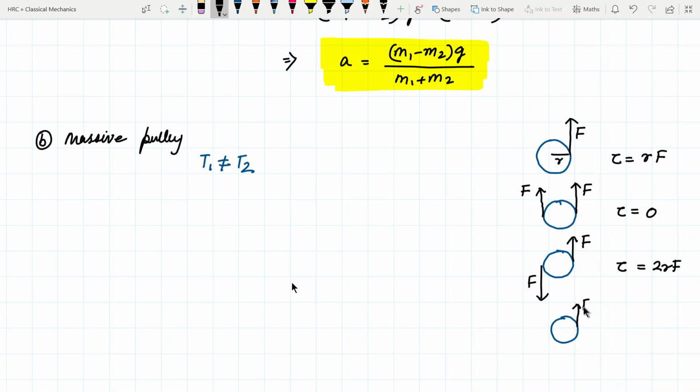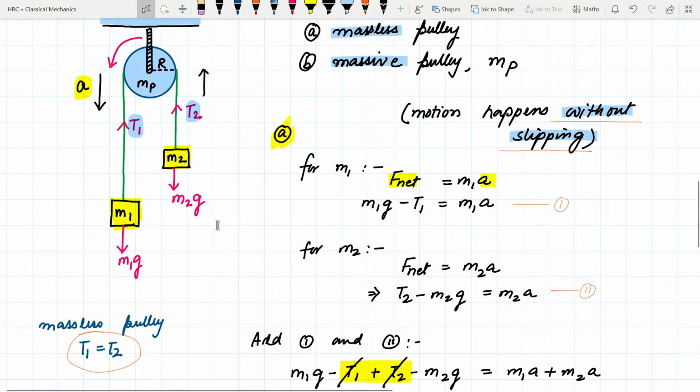And if you have a system where one force F1 is acting and another force F2 is acting, how much torque will there be? F1 minus F2. Yes, R(F1 minus F2). Exactly the same scenario is happening here. Here the torque is being created and an angular acceleration is happening, and that is happening as a result of the difference in the tensions of both the strings.